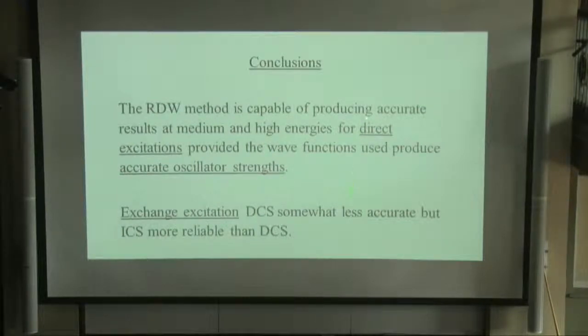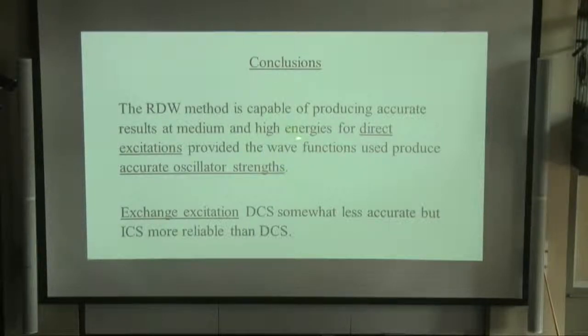So what I'm saying is that the relativistic distorted wave method is capable of producing accurate results at medium to high energies. Now, I didn't really define this before, but we don't claim that it's going to work near threshold. What do I mean by medium? Well, several times the excitation energy. So, say if we're exciting a ground state of argon, we're talking maybe 25 eV, 30 eV, something like that.